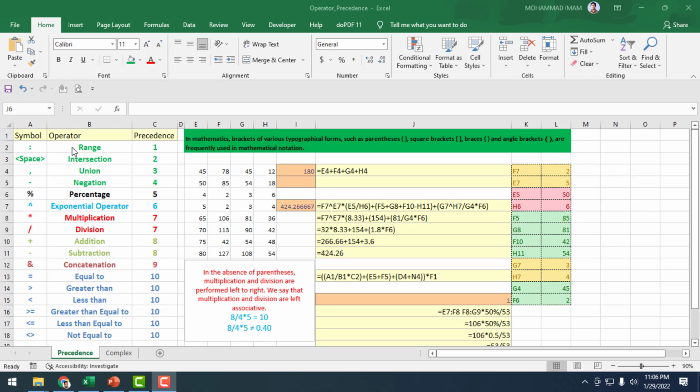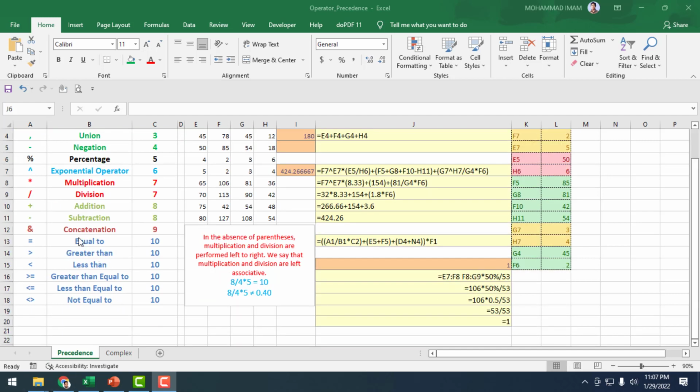After that, it's the hyphen, which we call negation. Its precedence level is 4. Then we'll work on percentage. Its precedence level is 5. Then the exponential operator, its precedence level is 6. Multiplication and division both have the same precedence. Plus and minus, which are called addition and subtraction, have the same precedence level, 8. After that, it's the ampersand, concatenation, and its precedence level is 9. Then after that, these are the logical symbols. Their precedence level is the same, 10.